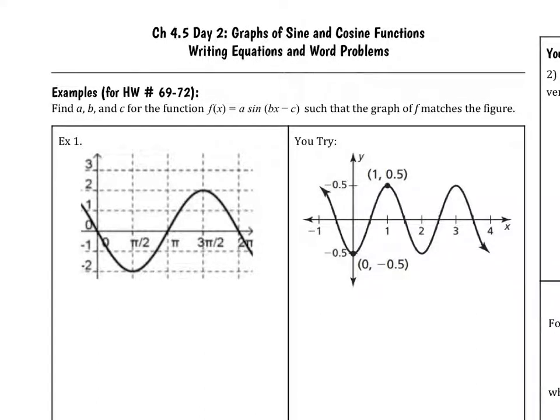4.5 day 2, we're going to write equations and then also solve some word problems. So for the first examples, these are just to help with the homework for number 69 through 72. We're supposed to find A, B, and C for the given function. So for example 1, that one should be a fast one.